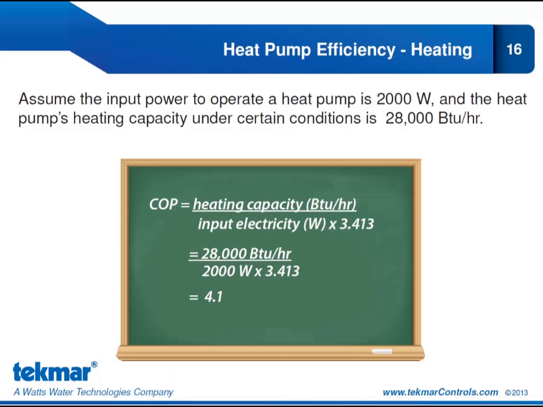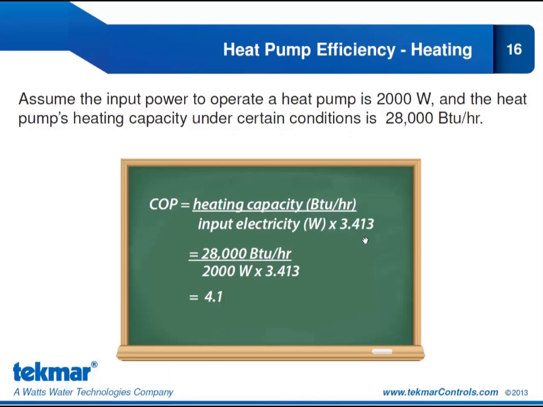So we mentioned the heat pump efficiency when we're in heating before, and we referred to that as the COP, which stands for the coefficient of performance. And here we'll show you how to calculate the coefficient of performance. So as we stated earlier, it is the heating capacity, and that's going to be in BTU per hour, divided by the input electricity in watts, multiplied by a conversion factor.